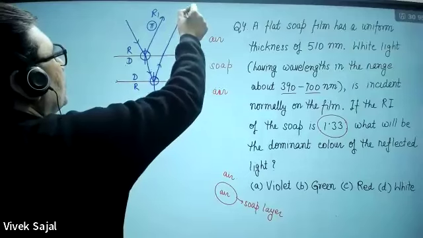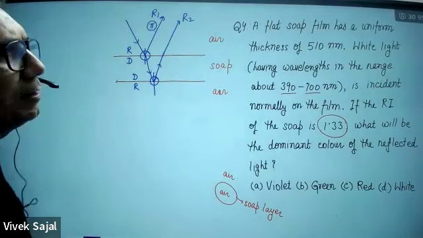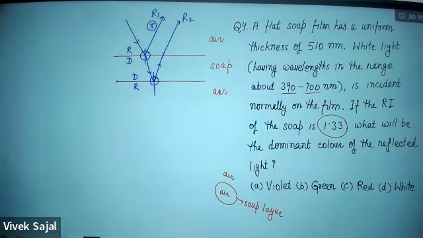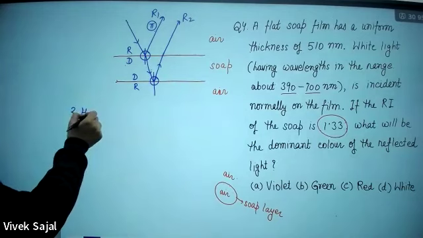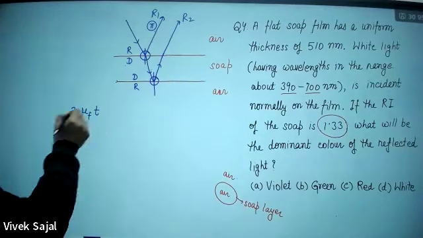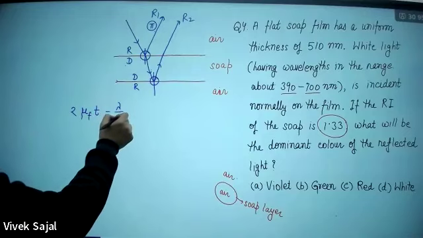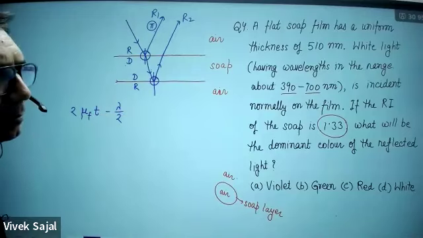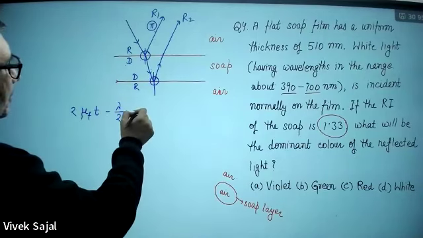This was denser. So what will be the path difference here? This will be R2. So extra phase or path length is traveled by R1 only, not R2. So this will be 2 mu f t cos r, and for normal incidence, cos r is 1. And this will be minus lambda by 2. What do you want? Constructive interference.